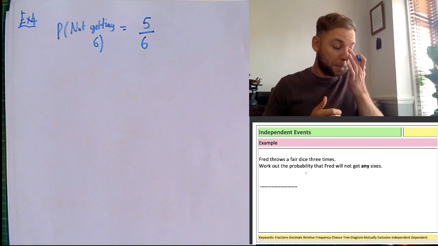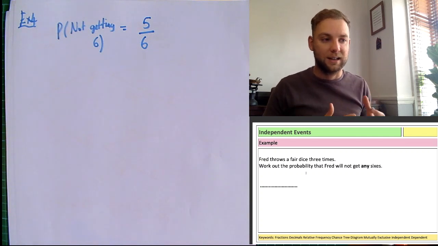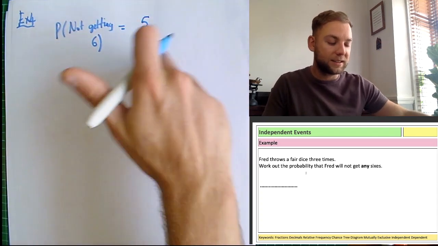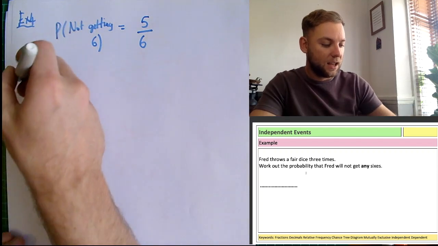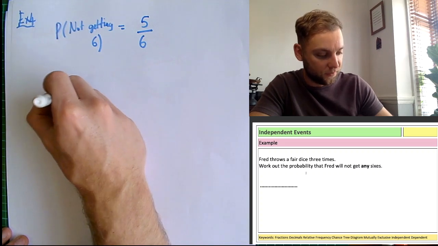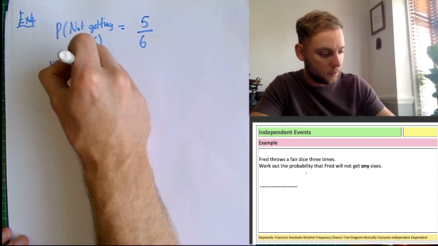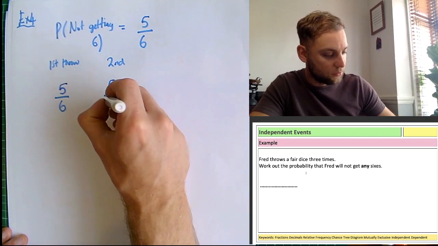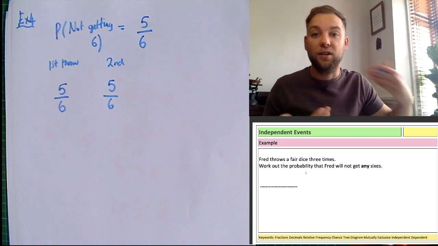Brilliant. So the question says that Fred throws the dice 3 times. Work out the probability that he will not get any 6s on those 3 attempts. Now, a lot of people see this and times it by 3, but that's wrong. Okay? What we're doing here is we're saying on the first throw, he's not getting it, which is, we know we want the probability of that, which is equal to 5 out of 6. So that's our first throw, if you want to write it down. And then on our second throw, we want him to not get a 6, which is equal to 5 out of 6. Remember that these events are independent because the first throw has no effect on the second throw.